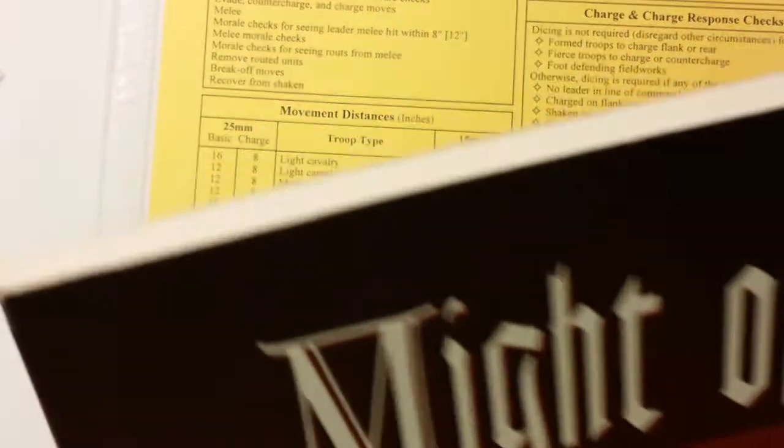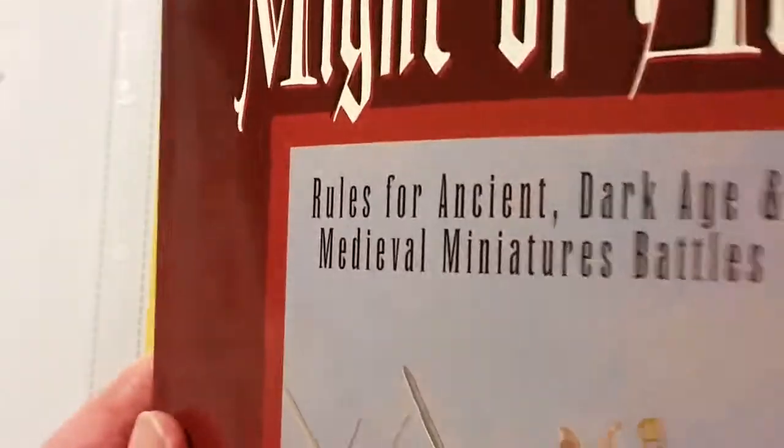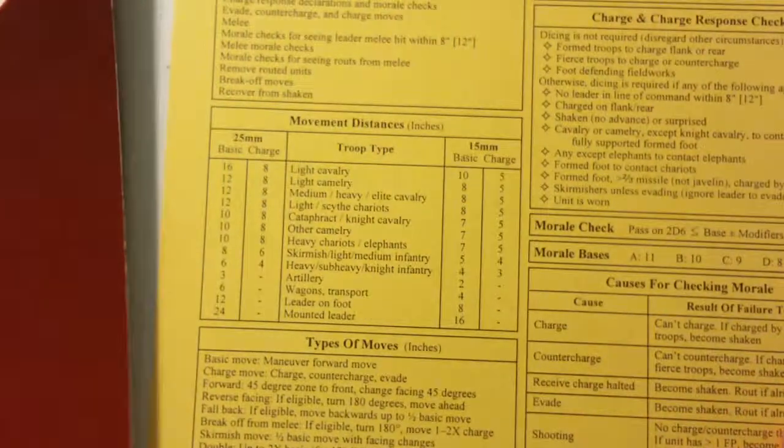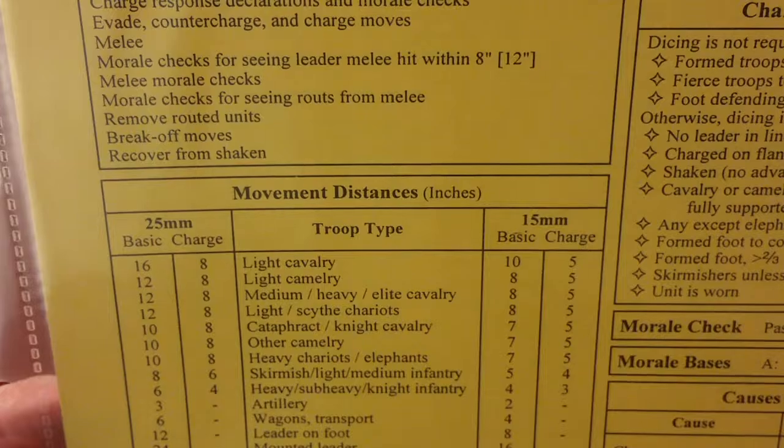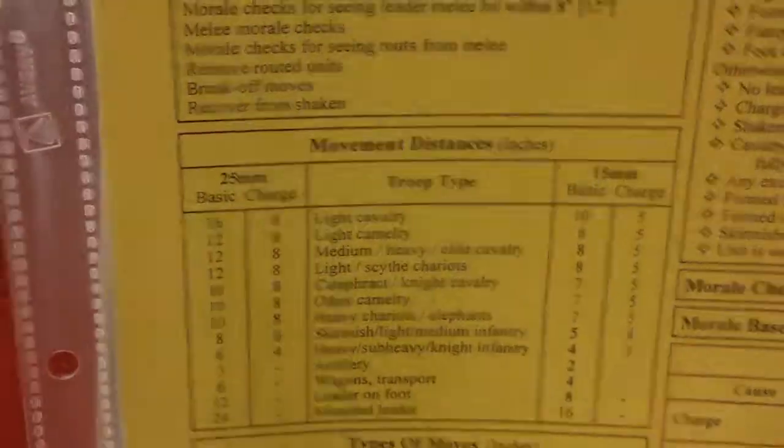So we have a fully bound book of about 108 pages, and a single two-sided cardstock play aid. So the play aid, pretty dense actually, pretty dense.